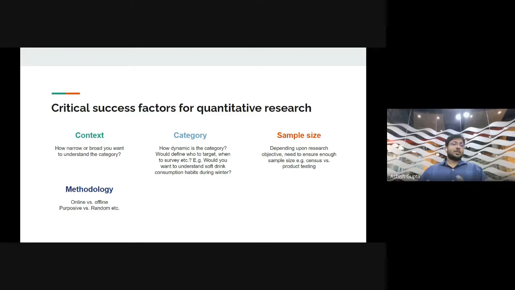And there are different sampling methodologies which also play a critical role depending on what the objective is, right? You could have sampling which is purposive, and you could have sampling which is random, and I'll come to that in a bit in terms of what we mean by that.